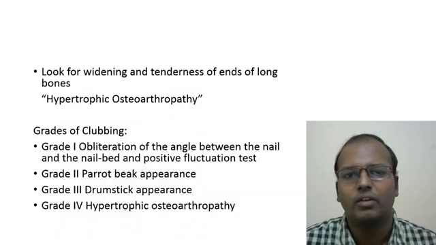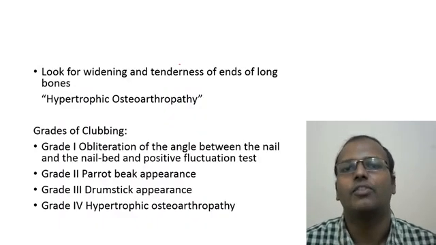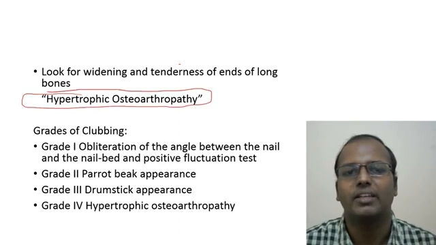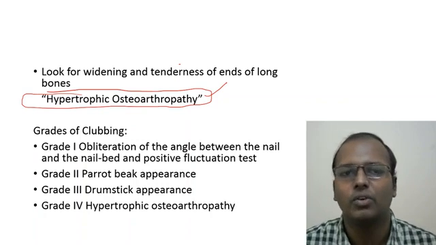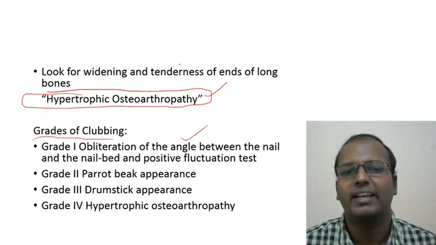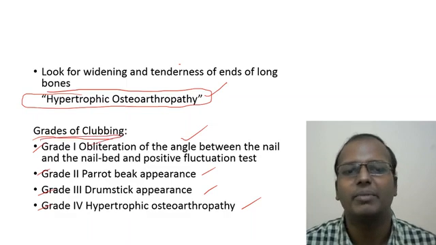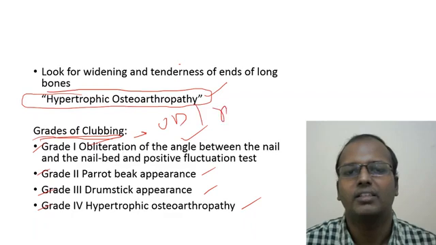Look for widening and tenderness of the ends of long bones. This diagnosis is hypertrophic osteoarthropathy. It can occur in malignancies, where the long bone ends become wider and tender to palpate. So these are the conventional grades of clubbing: obliteration of the angle between nail and nail bed and positive fluctuation test, parrot beak appearance, drumstick appearance, and hypertrophic osteoarthropathy, grades 1, 2, 3, 4. If clubbing is present, we can comment whether it is unidigital or pan-digital.